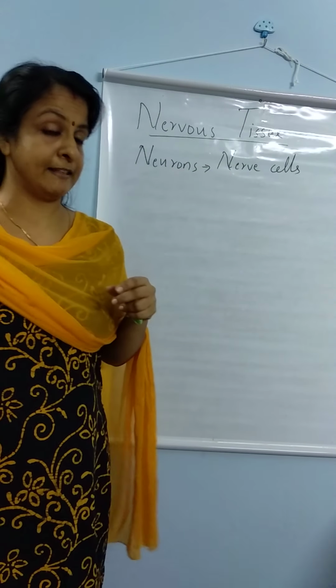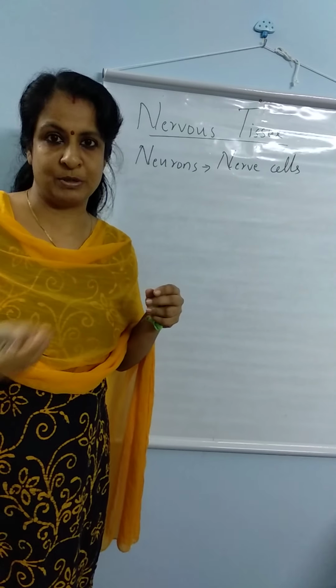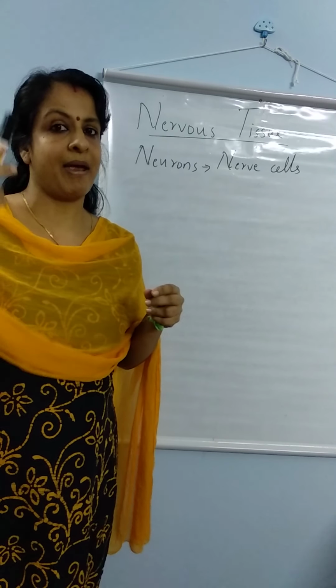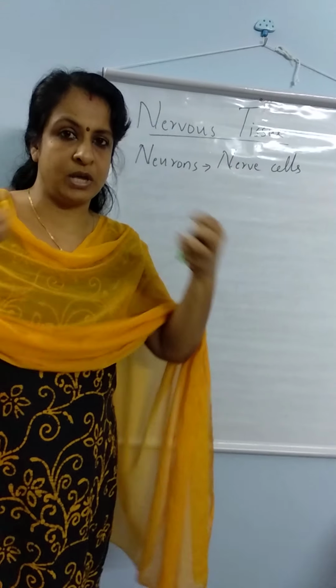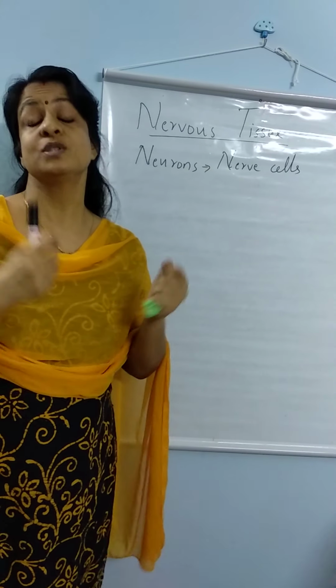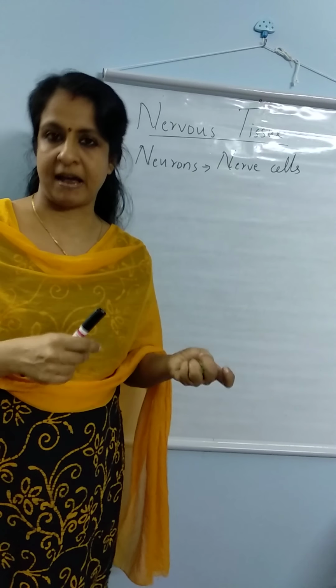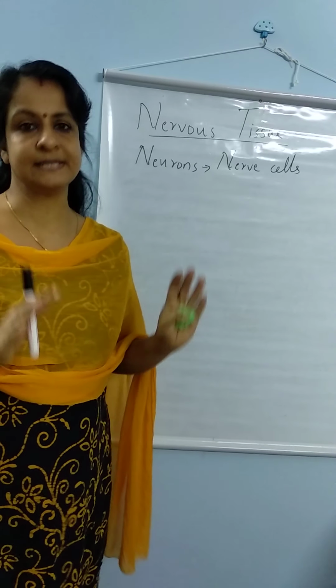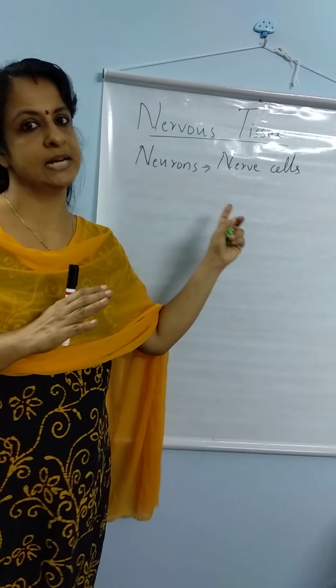The spinal cord is like a white thread running through the middle of our backbone. From the spinal cord many nerves arise. These fiber structures are called nerves or nerve fibers. So all these three parts have neurons or nerve cells.